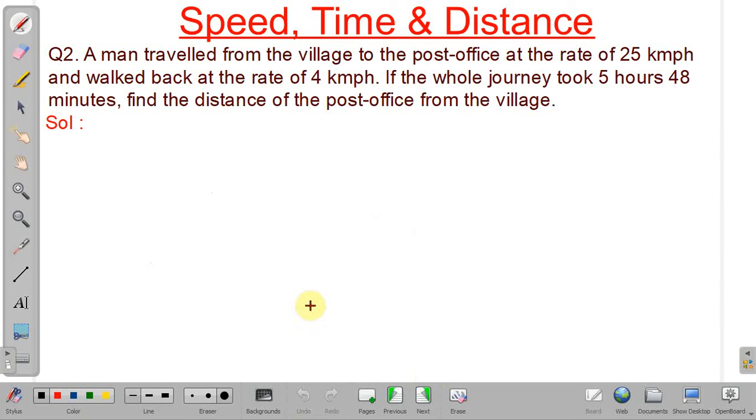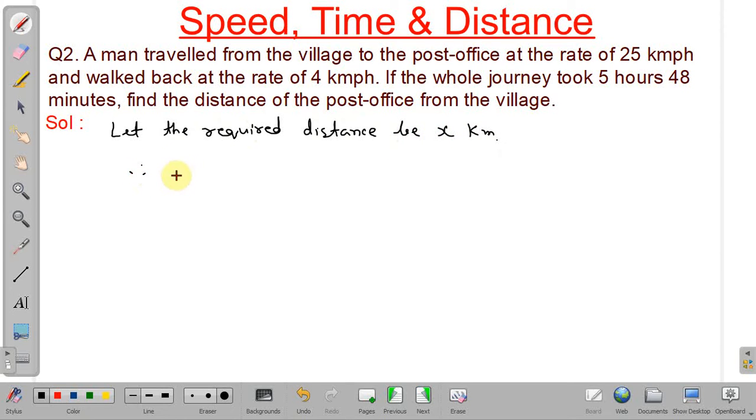See, in this problem it is given a man traveled from the village to post office, and speed while going to post office was 25 km per hour and returning speed was 4 km per hour, and it is given that total time of the journey was 5 hours 48 minutes. So we have to find the distance of post office from the village. So we will assume, let the required distance be x kilometer.